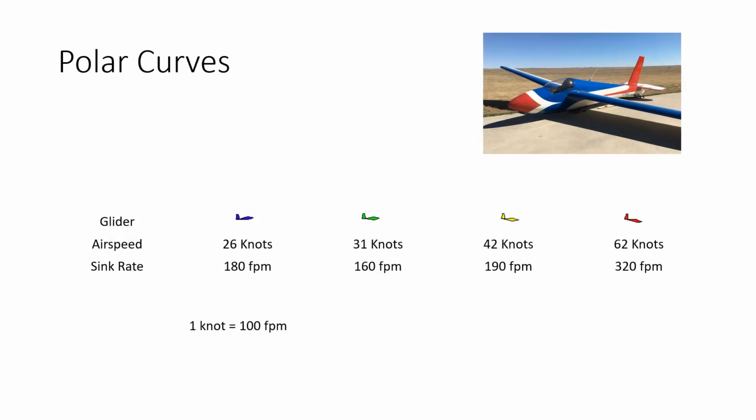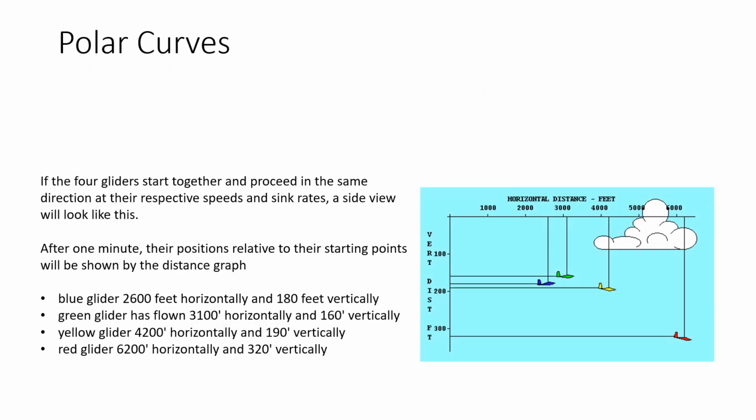To illustrate the polar curve, we can use an example of an identical sailplane flying at one of four different airspeeds in still air. In this illustration, we have the same glider in four different colours. The blue glider is flying the slowest at a speed below minimum sink but just above stall speed. The green glider is flying at a speed which is known as the speed for minimum sink, min sink. The yellow glider is flying at best glide, and the red glider is flying as fast as possible.